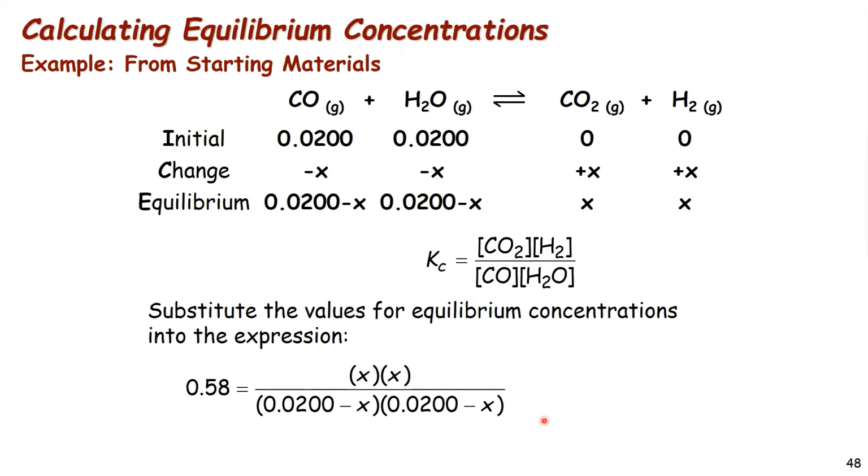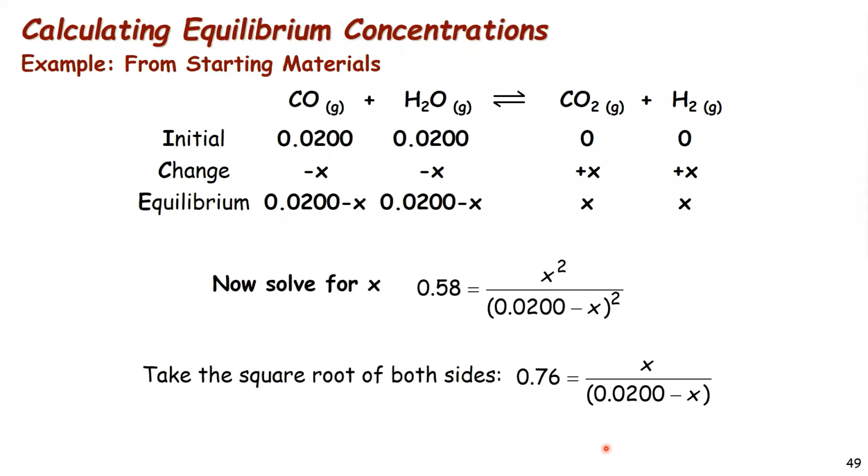Now, you should be able to do fairly simple algebra here, right? So this is basically x squared over (0.02 minus x) squared. To make this easy, so I don't have to use the quadratic formula, which by the way, you're going to have to, okay? But this time I don't have to, because I can simply take the square root of both sides. If I take the square root of x squared, that's just x. And if I take the square root of (0.02 minus x) squared, it's just 0.02 minus x. So I'll just take the square root of both sides. I also got to take the square root of 0.58, which ends up being 0.76.